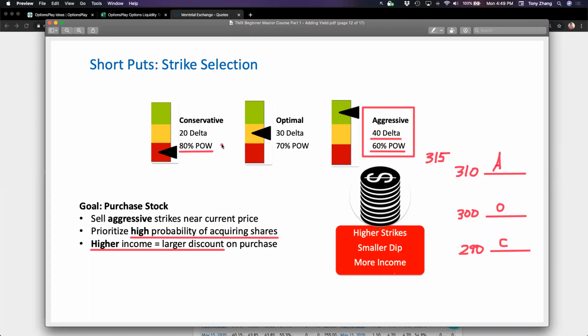So you only have roughly about a 20% chance of owning the stock when you sell something that low. And you generally don't want something that low when it comes to your probability of owning the stock. Here, your probability of owning the stock is 40%. Those are the types of odds that you want to look for when you're selling a put option.